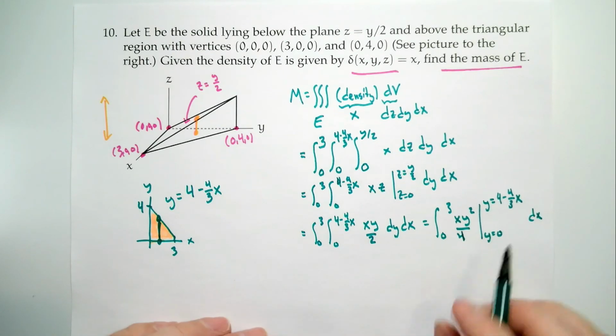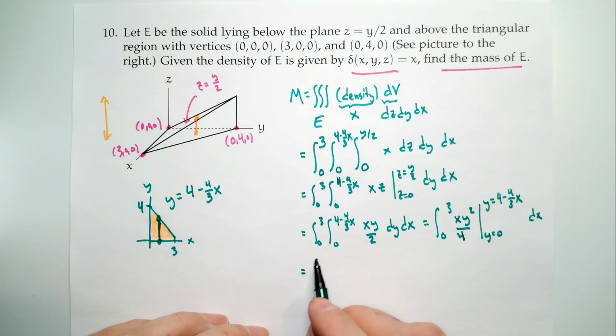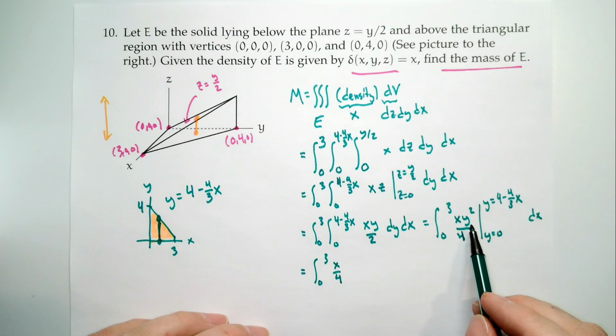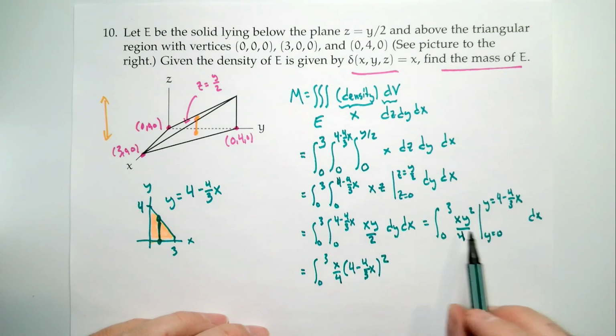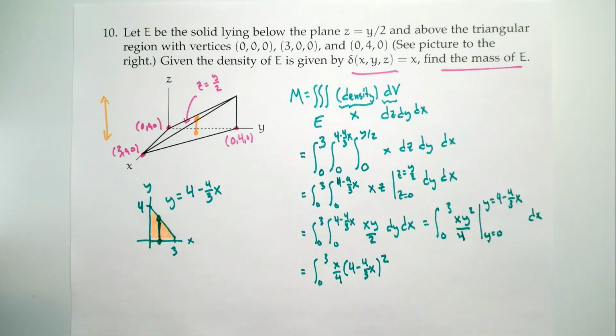Okay, so what is that? Well, that's integral 0 to 3 of x over 4, and then we have y squared, which is 4 minus 4/3 x squared. Then we're going to subtract. Oh, good news, we're subtracting 0. For a second there I thought we'd have to do something crazy. Well, we still have to do something. Okay, let's square it. Let's see where we get.